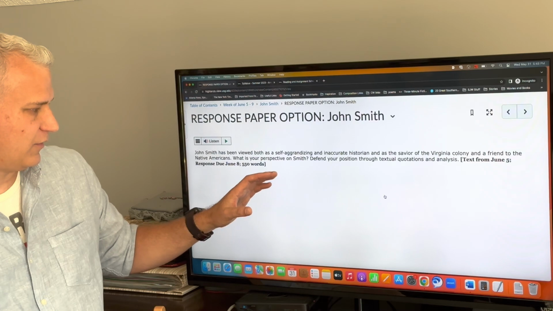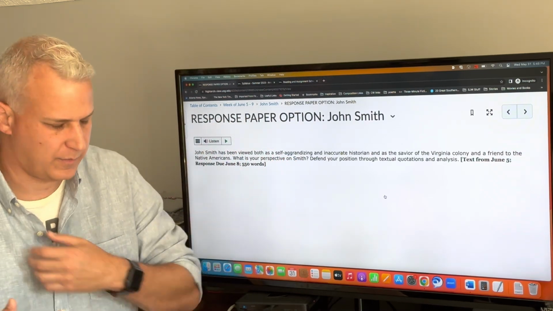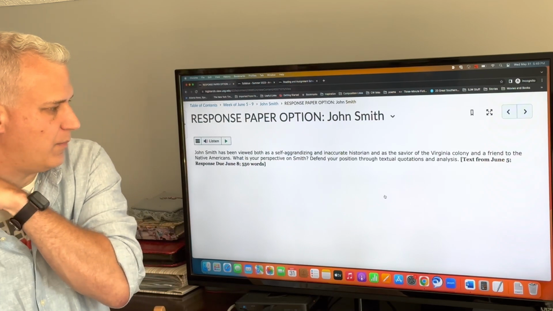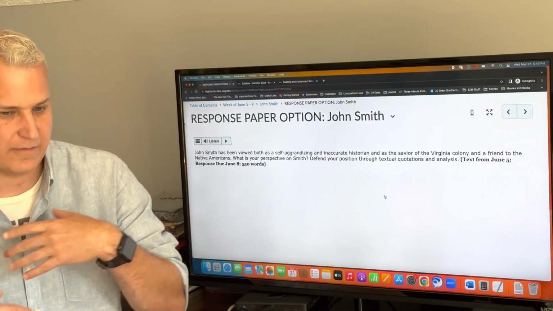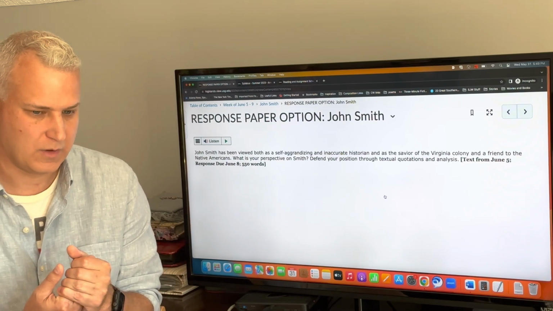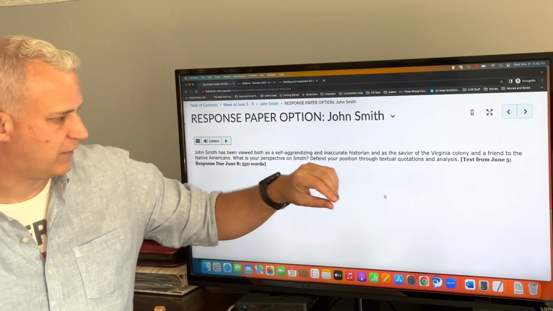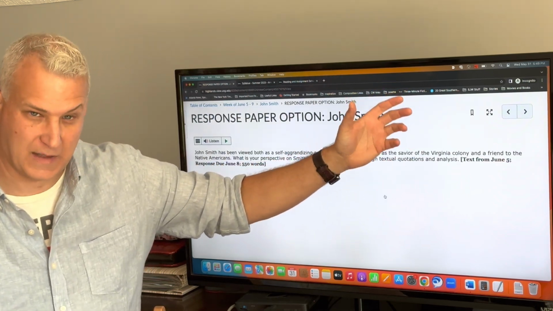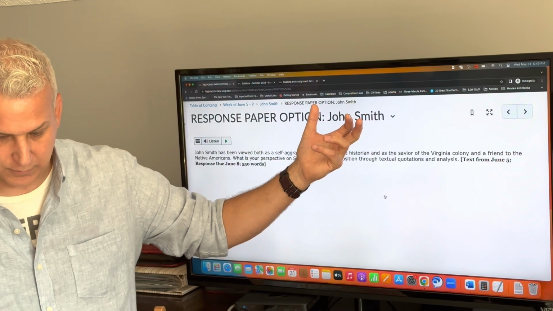This one's about John Smith as being self-aggrandizing and inaccurate, that he sort of stretches the truth to make himself look good. And then some people see him as the savior of the Virginia colony and also friendly to the Native Americans in the way that the Pilgrims, the Puritans, were not. What is your perspective on Smith? It says the text is from June 5th. That's when on the syllabus, on the reading schedule, you would theoretically read this.